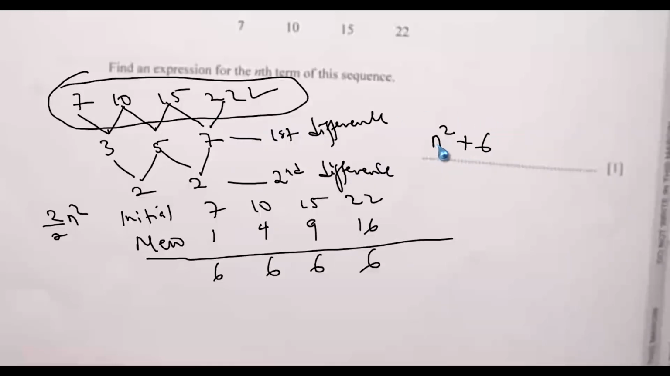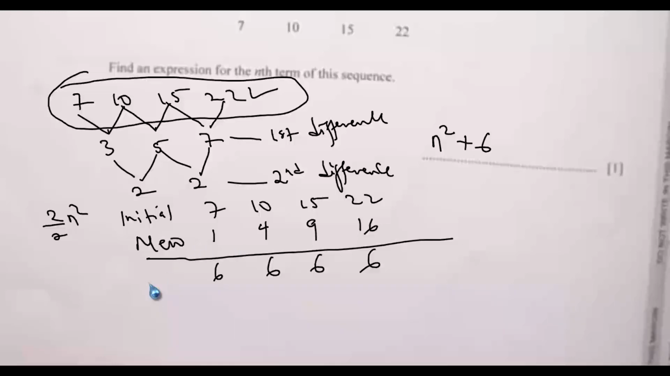So let's see. When n is 1, 1 times 1, 1. 1 plus 6, 7. So when n is 2, 2 times 2, 4. 4 add 6, that is 10. When n is 3, 3 times 3, that is 9. 9 add 6, that is 15. Of course, this is very correct.